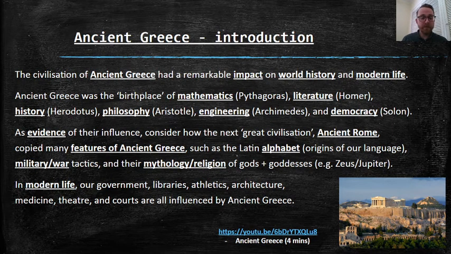And then you have the influence of ancient Greece in modern life. Our government that we use today started in ancient Greece. The very first library was created in ancient Greece by a famous individual named Alexander the Great. Athletics. The Olympic Games started in Olympia, in Greece. Architecture, medicine, theater, courts, so criminal courts, the justice system, all of those things in modern life are influenced by ancient Greece.